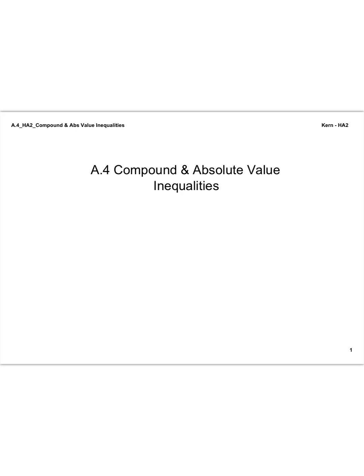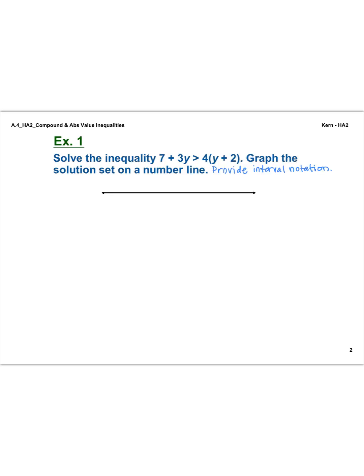All right, today we're covering compound and absolute value inequalities. Okay, so this is just a review from the last lesson. So you have 7 plus 3y is greater than 4 times y plus 2. We'll distribute. You have 4y plus 8.